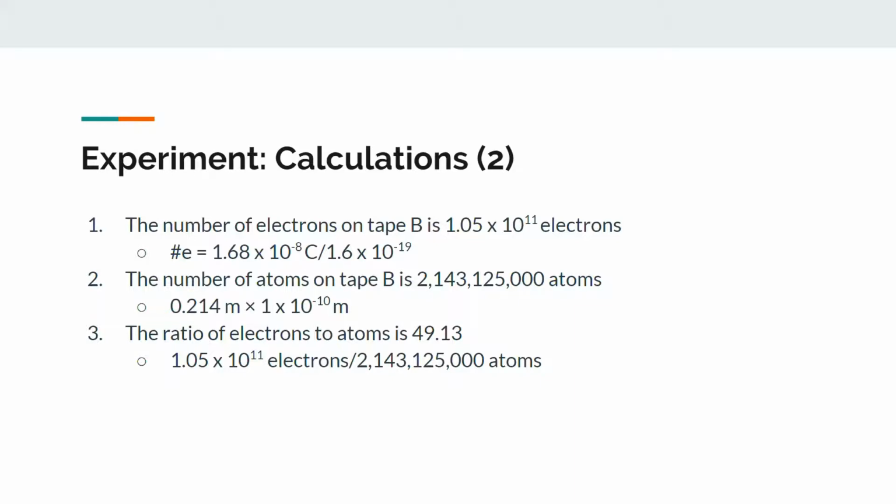The number of atoms on tape B was found to be 2,143,125,000 atoms. This was found by multiplying the length of the tape times the given length dimension of an atom. The ratio of electrons to atoms was found to be 49.13. This was found by taking the number of electrons and dividing it by the number of atoms.